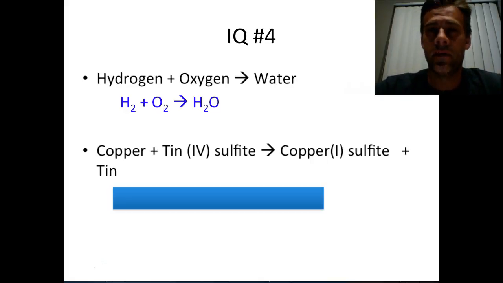Now the tin, however, because it's in a compound and because it's a metal combined with a non-metal or a polyatomic anion, we know that tin's an ion. And the fact that they give us the 4 right there should be sort of a big tip-off. Copper on the product side is copper 1, same thing. It's also written with that Roman numeral inside of the parentheses. And then tin, when it's on the product side, it says copper 1 sulfite plus tin.